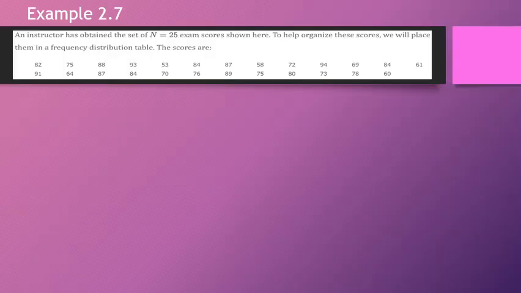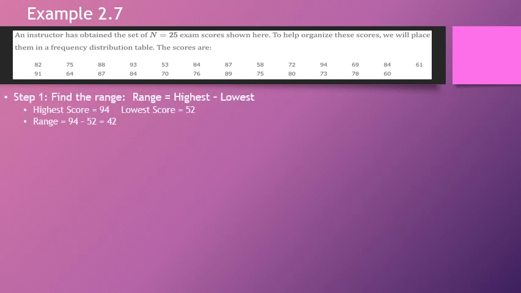So here's an example. An instructor has obtained a set of 25 exam scores. To help organize these scores, we're going to place them in a frequency distribution table. And here are all the scores. First thing you want to do is find the range. What's the highest number in your data set? What's the lowest number? Then you subtract those two numbers.